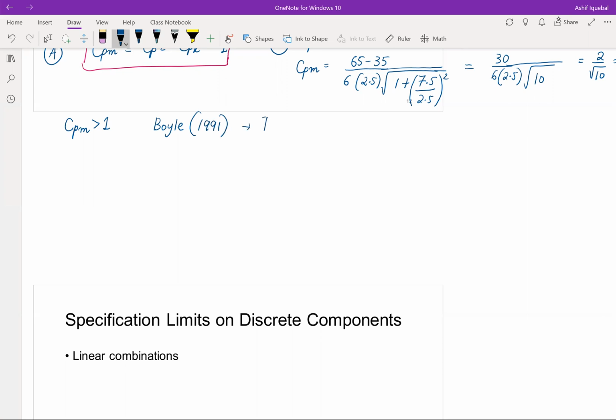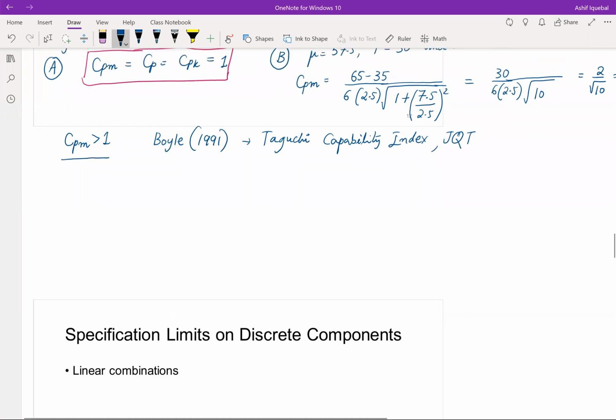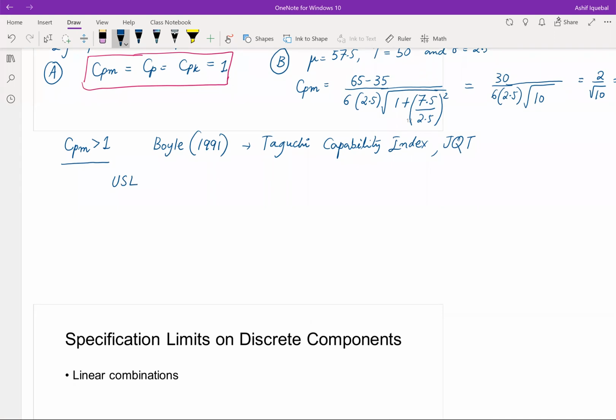There's a paper called Taguchi Capability Index, and it is published in the Journal of Quality Technology. And what this paper says is that in order to ensure that CPM is greater than 1, we need to make sure that (USL minus LSL) divided by 6 times |mu minus T| should be greater than 1. It's a little bit complicated to derive this formula, but this is what it actually means.